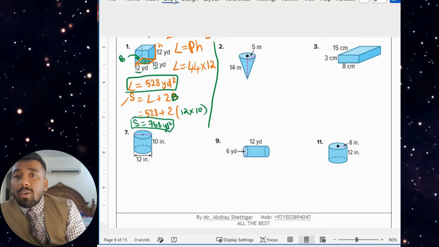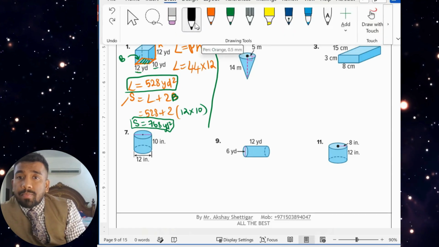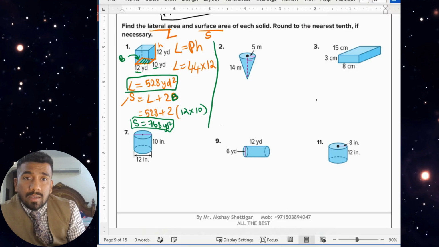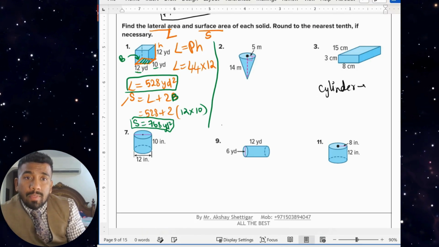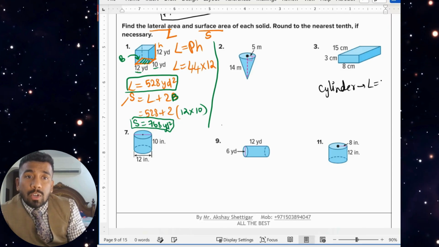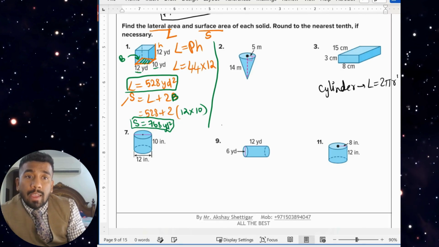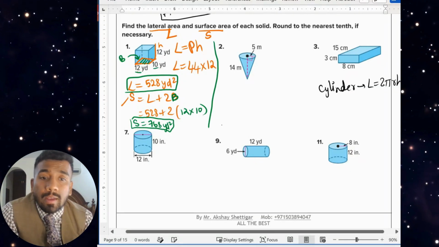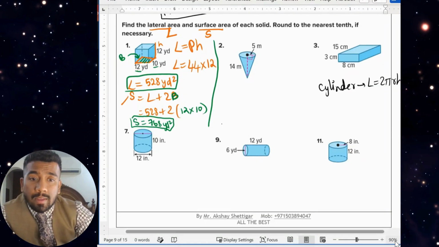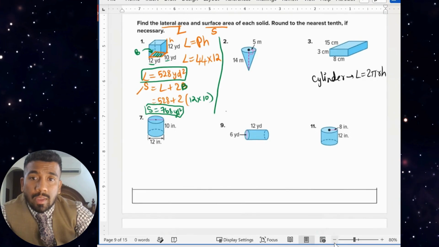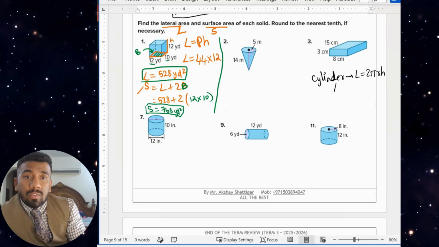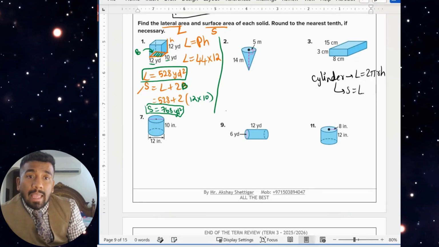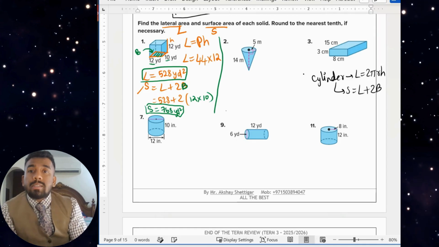Cylinder has the same formula like this one. So for the cylinder, the lateral area L is 2 pi r h. And what's the surface area for it? L plus 2b. Same like the prism.